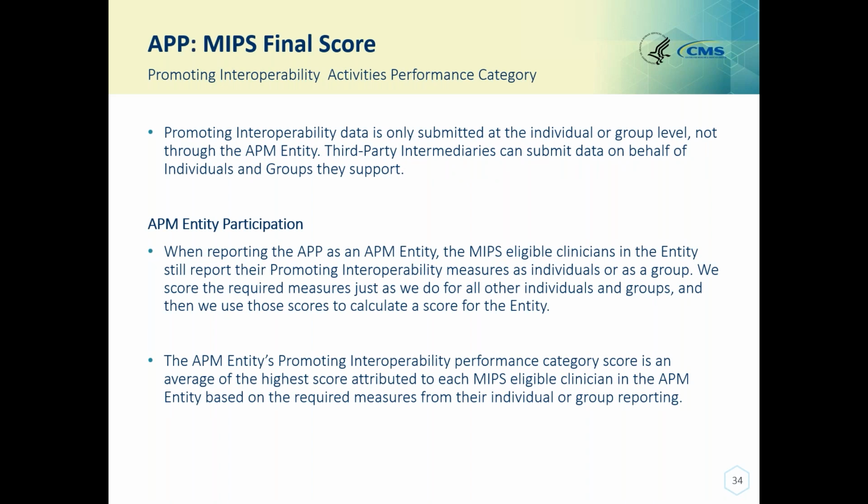Okay, promoting interoperability. As in previous years, promoting interoperability is submitted at the individual or group level, but not the APM entity level. So when reporting the APP as an APM entity, MIPS eligible clinicians in the entity must still report their PI measures as an individual or as a group. And we score over those required measures just as we do for other individuals and groups in MIPS.